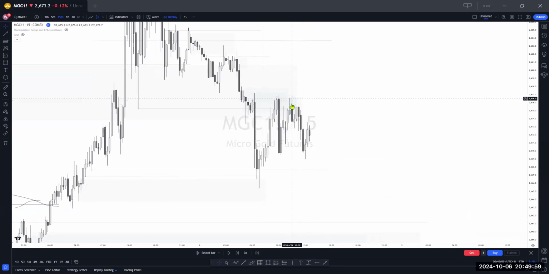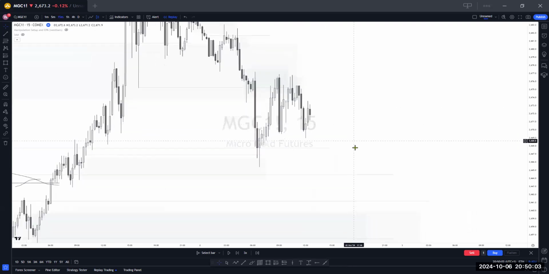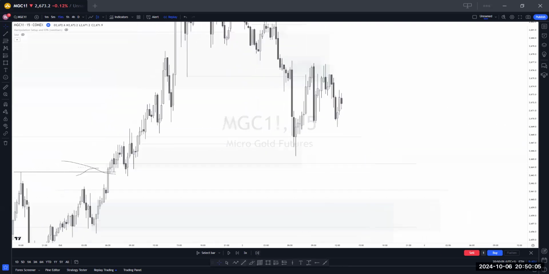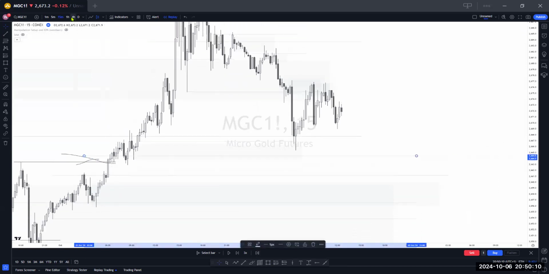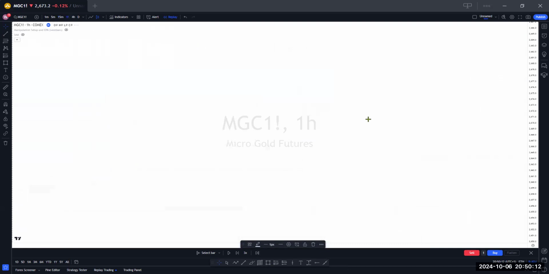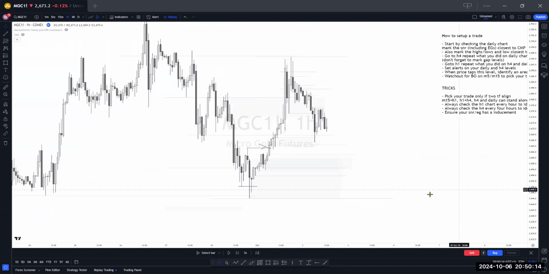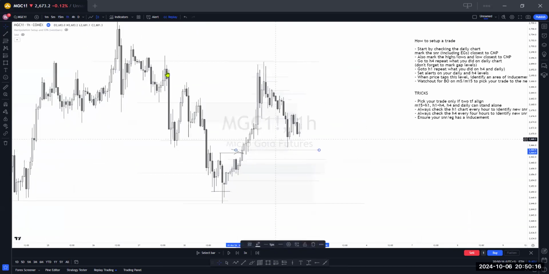We see rejection of the classical scenario of this M15 engulfing. Price came, tapped, and then we start to sell. Definitely, one of our interesting targets would be this level. Remember, we marked this level from the H1. Let's go to the H1. Too many levels, right? Okay, this level. Oh, sorry, I think from the H4.